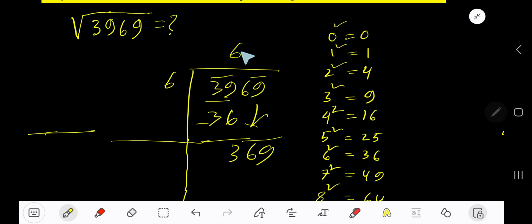Since you have placed the digit 6 in the quotient, the same digit will come under this divisor and you need to add 6 plus 6, 12. Take a digit here and the same digit will come here. Now multiply this. The result should be equal to this or nearest to this.